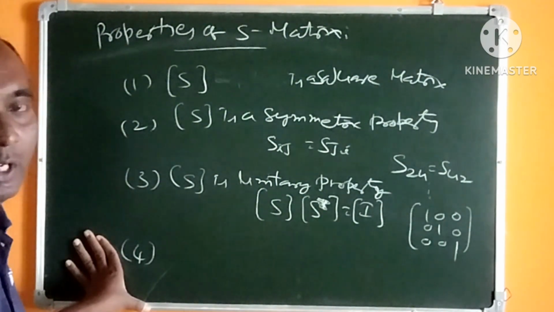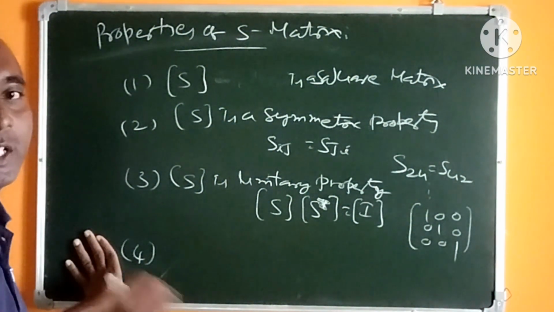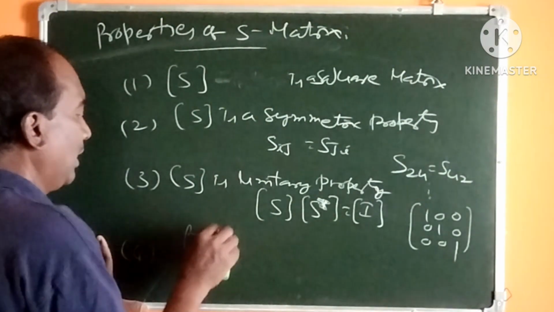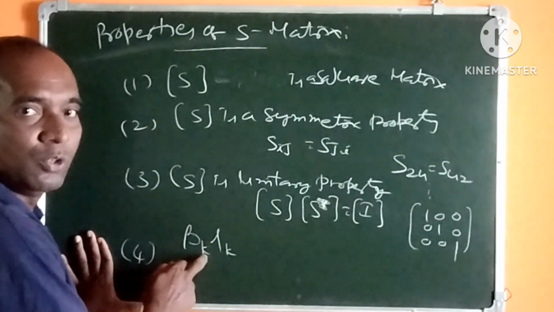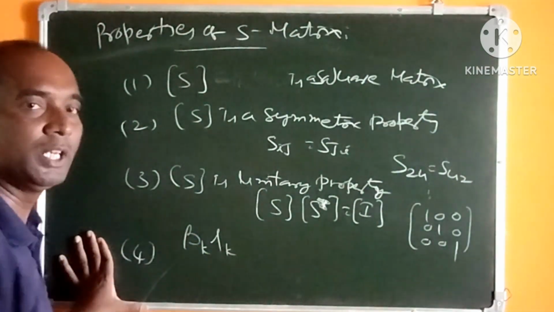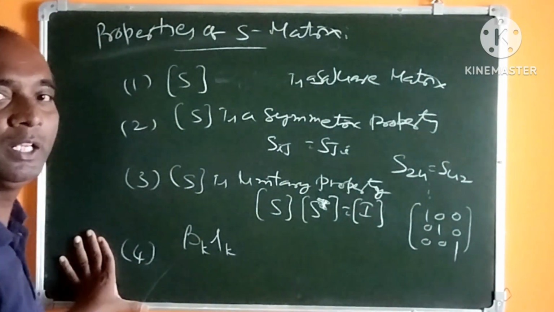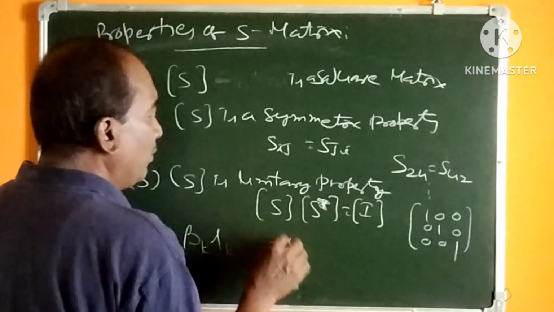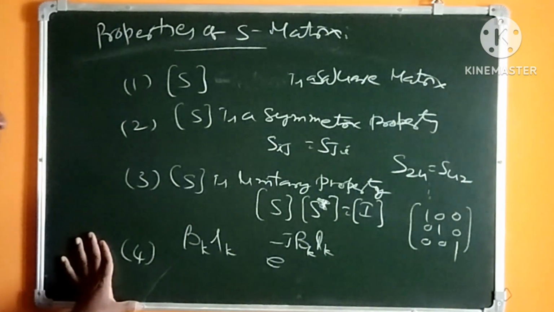Next, for example, in the previous schematic diagram, we represented n lines of transmission lines. If any line, let it be the kth line, is moved to an electrical distance of beta k into Lk, then all the coefficients contained by that particular line are multiplied by the factor e power minus j beta k into Lk.